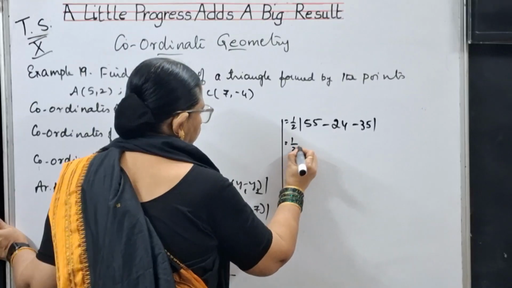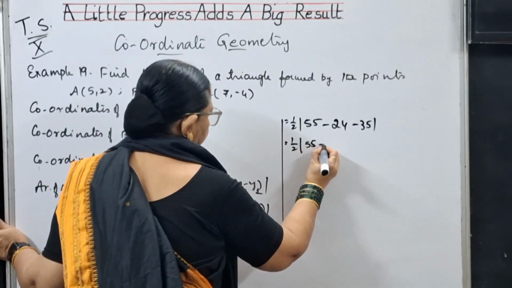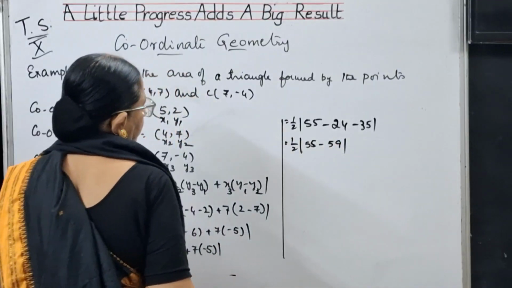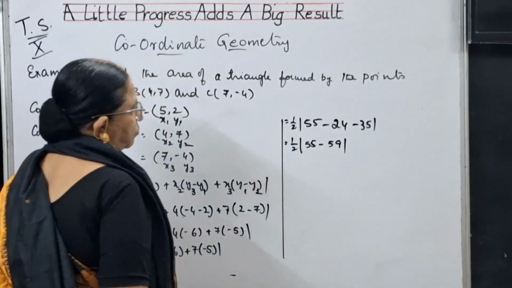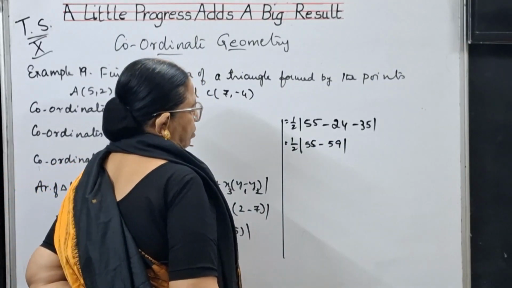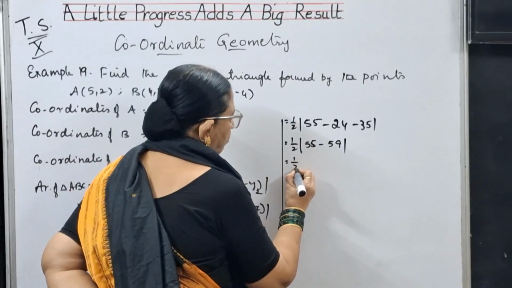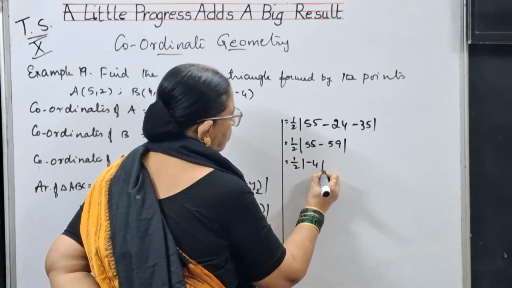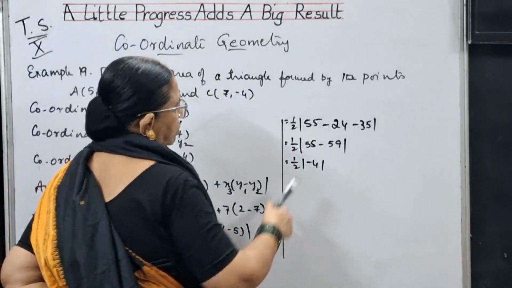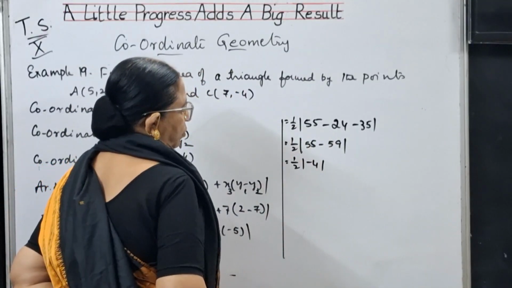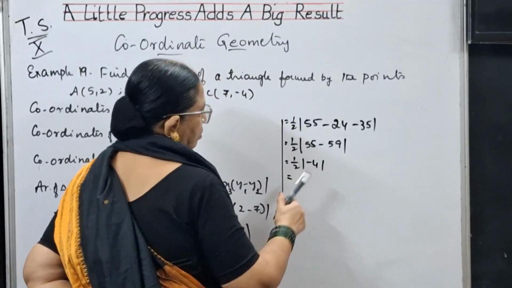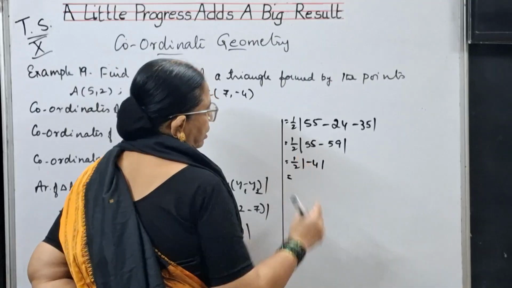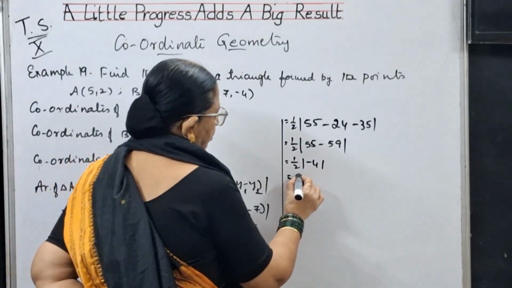So you are getting half modulus 55 minus 59, 24 plus 35, 5 plus 4, 9, 3 plus 2, 5. So half modulus, actually this becomes minus 4. Why? Because this is 55 minus 59. We know about it. This is why we are taking modulus, children. When you take modulus, if you get a negative, that should be taken as positive.